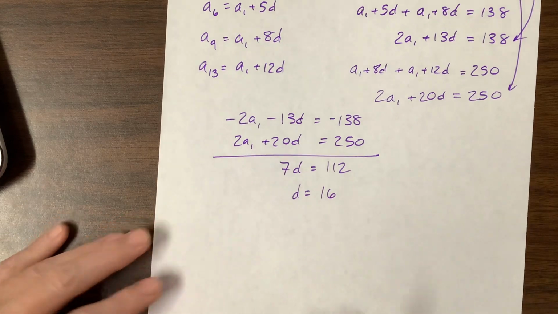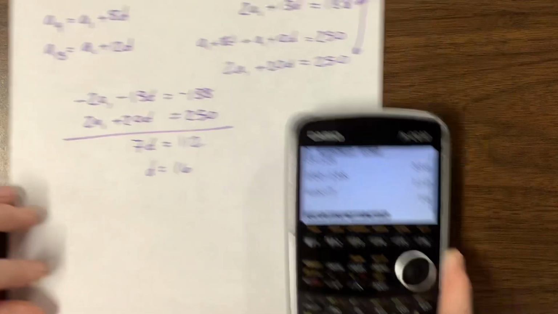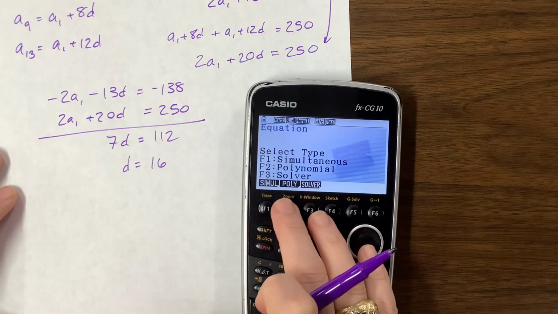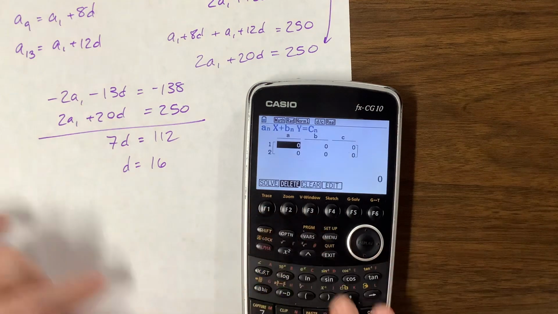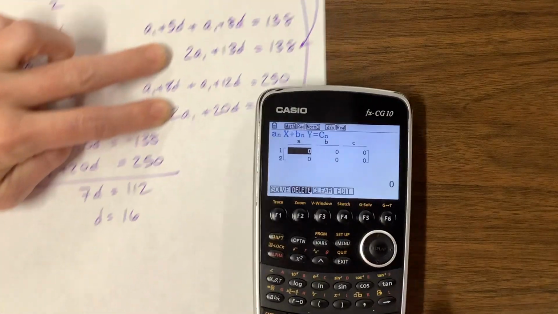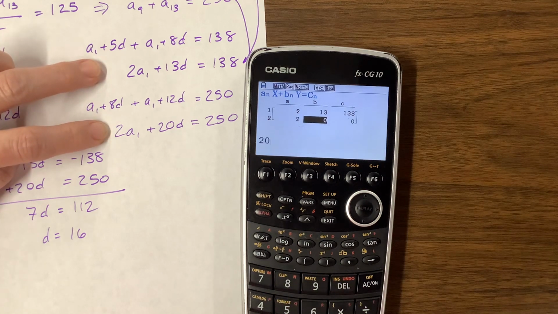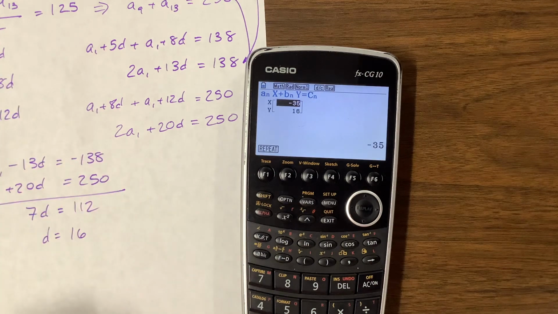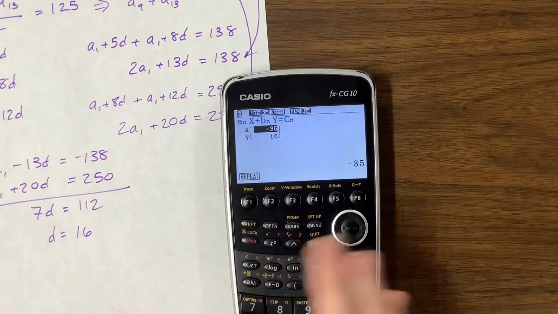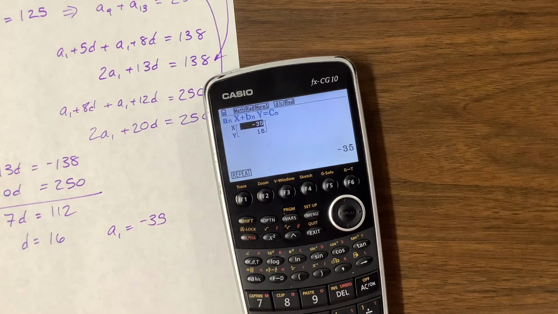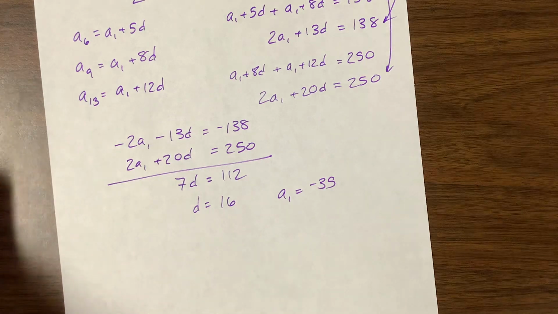When I plug that back in, my other option is to use the calculator's menu, equation, simultaneous system, with 2 unknowns. My coefficients were 2, 13, and 138. The other equation was 2, 20, and 250. My initial value, the first term a sub 1, is equal to negative 35, and d was equal to 16.